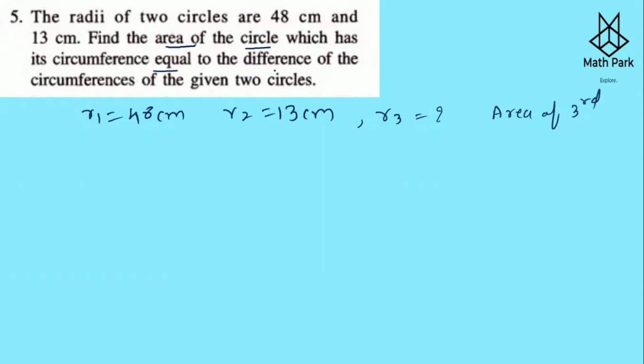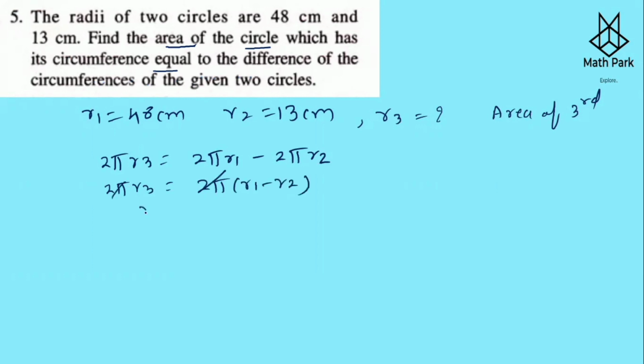So we are given the difference of the circumference of two circles. So we have 2 pi r3 is equal to 2 pi r1 minus 2 pi r2. Taking 2 pi common, we have r1 minus r2. So 2 pi gets cancelled. We get r3 is equal to 48 minus 13. 8 minus 3 is 5, 4 minus 1 is 3. 35 centimeter is the radius of the third circle.